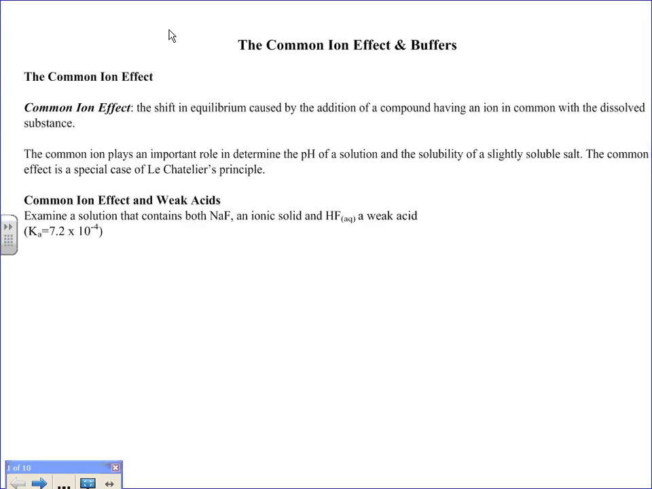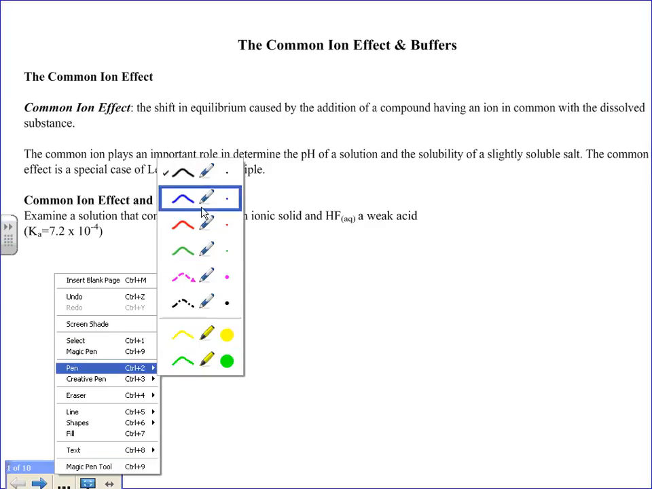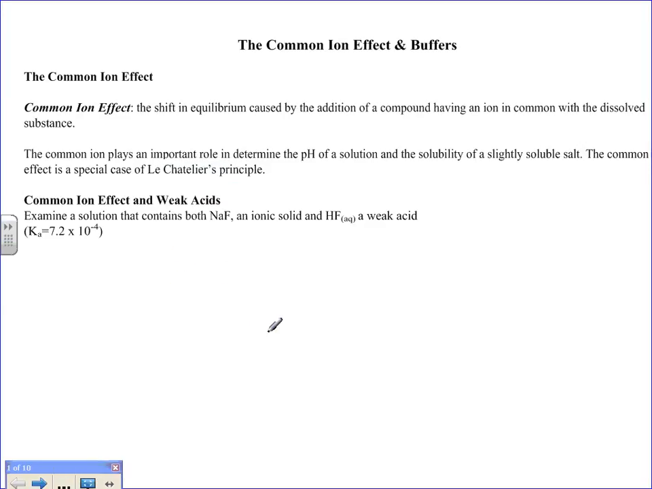So if we look at the weak acid, HF, and we have it dissolved in water, we know from the hydrolysis reaction that HF in water produces H3O+ and F- due to the proton transfer. So if we have a system where we've got HF dissolved, at equilibrium we will have some H3O+ and some F-.